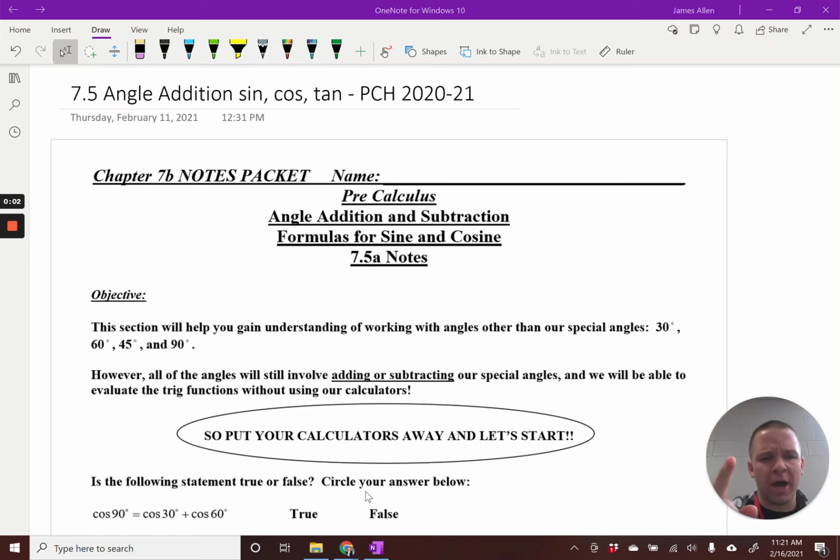Woo! Here we go. Second half of chapter 7, angle addition and subtraction for sine, cosine, and tangent. Oh, it's going to be awesome. So in this part, we're going to be dealing with angles that are not our 30, 45, 60 degree reference angles, or our quadrantals. However, we are going to be using those to solve and to simplify. So inside the sine, cosine, or tangent function, it's not going to be a nice angle, but we're going to use our nice angles with it.